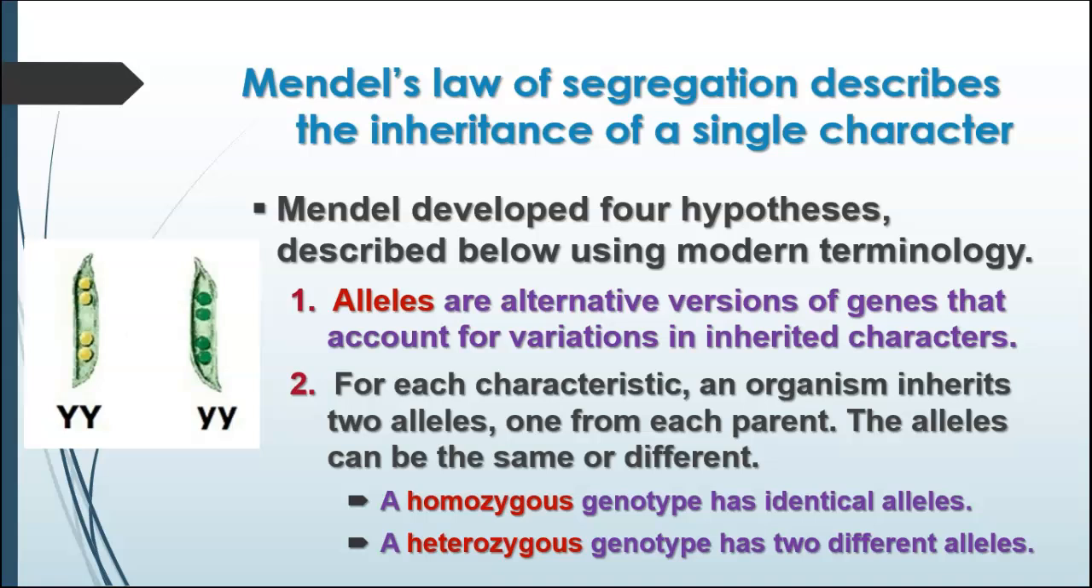But an individual that has identical alleles is called homozygous. The homo part means the same, and the zygous refers to the zygote that results from the combination of the sperm and egg cell. A heterozygous genotype, hetero meaning different, has 2 different alleles. So the 2 peas that are illustrated here in this picture are both homozygous for their trait. If we had one that had a capital Y and a lowercase y, we would call that a heterozygous one.